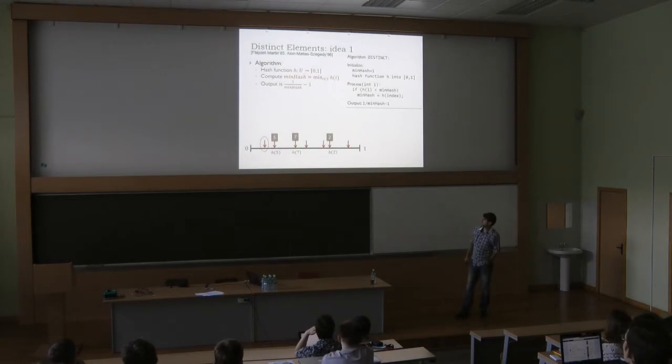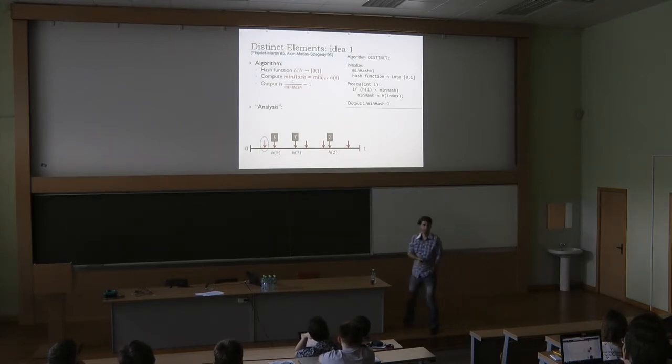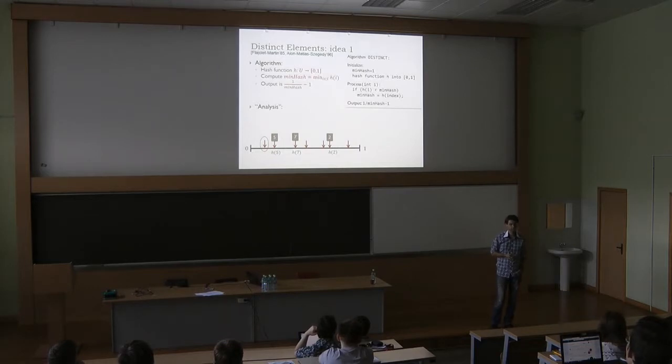This is the algorithm. The analysis will fit here. Does anybody have any arguments why this should work? Why should this approximation have any relation to the number of distinct elements? Is there a raised hand? Yeah.